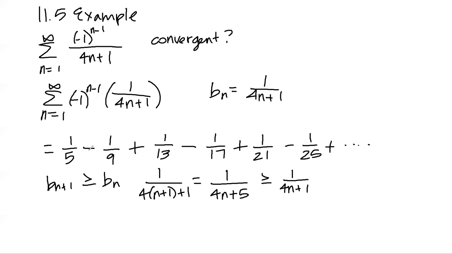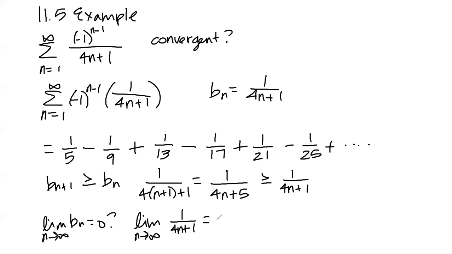So we've confirmed that these terms are decreasing. b_n is decreasing each time. Now we need to know, is the limit 0? Is the limit of b_n as n approaches infinity 0? So that question here would say limit as n approaches infinity of 1 over 4n plus 1. What is that limit? Well, you tell me. We've done these several times, but basically the closest that this is to a term you're probably more familiar with is just 1 over n. We know that the limit as n approaches infinity of 1 over n equals 0.